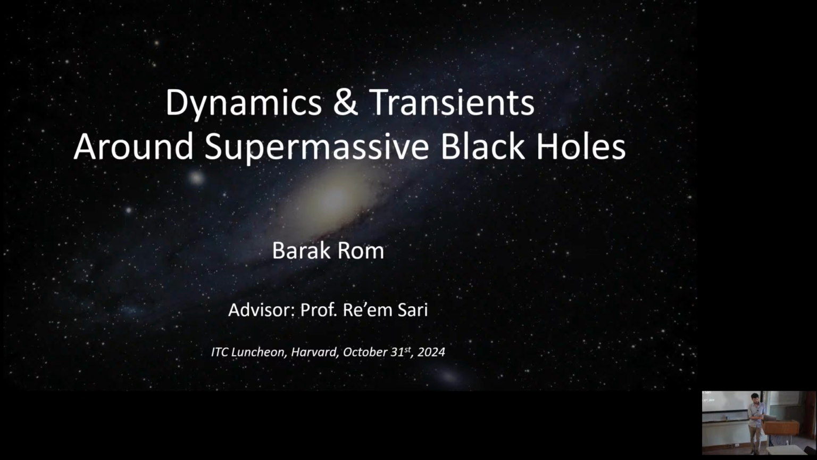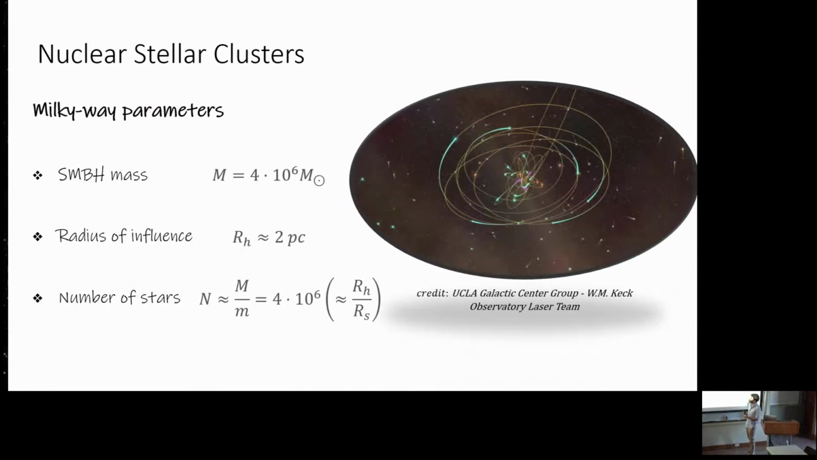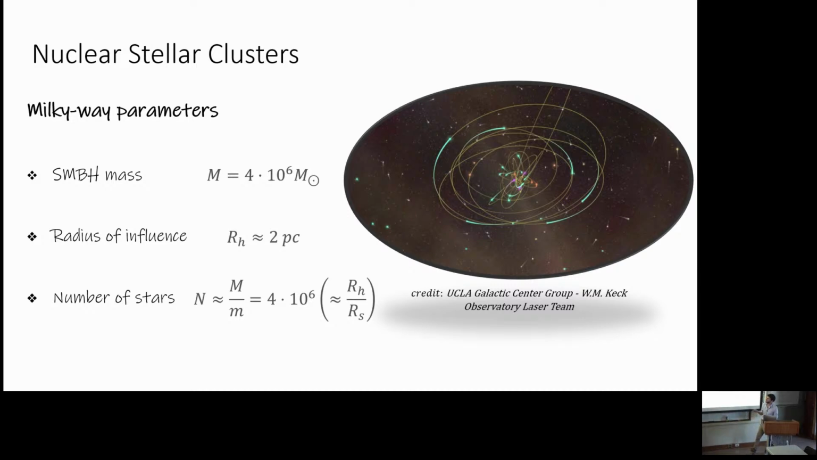So just to have some numbers in mind, when we look at our own galaxy, we have at the center the supermassive black hole with a mass of 4 million solar masses, and throughout this talk, I will only consider what's going on within what is called the radius of influence. So in our galaxy, it's about 2 parsec, and the volume with this radius contains millions of stars.